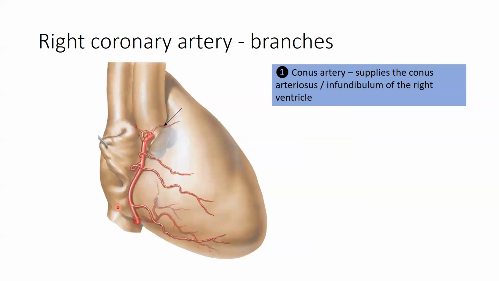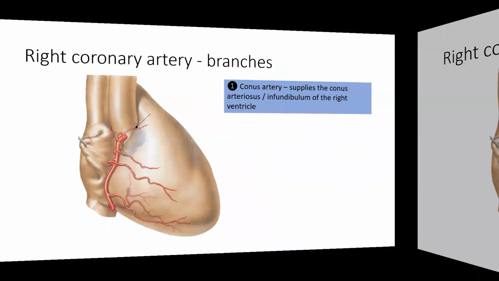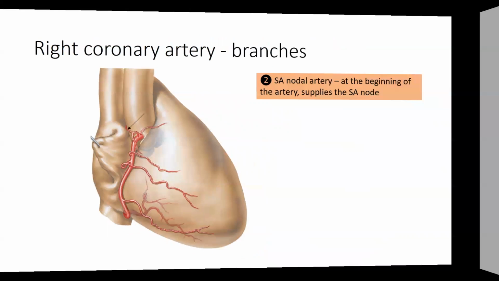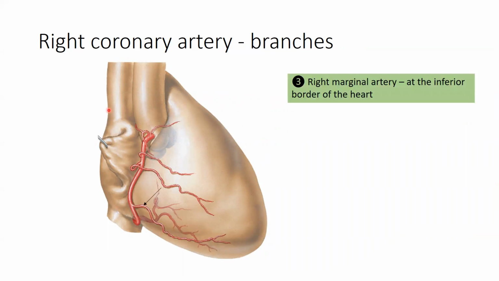The conus branch supplies the conus arteriosus, or infundibulum of the right ventricle, somewhere in here. The SA nodal artery is at the beginning of the artery. It supplies the SA node. The right marginal artery runs along the inferior border of the heart, so it supplies the right ventricle up until the apex of the heart.